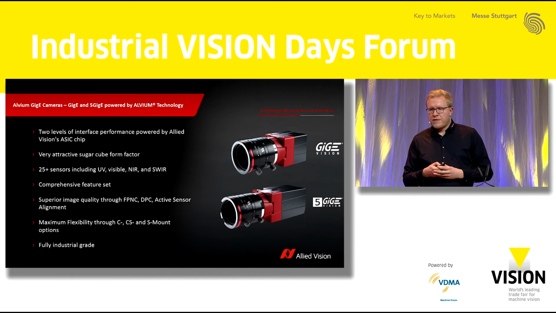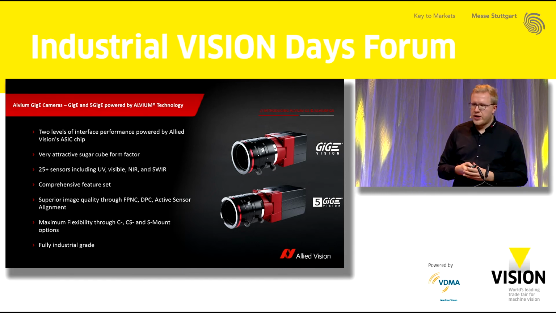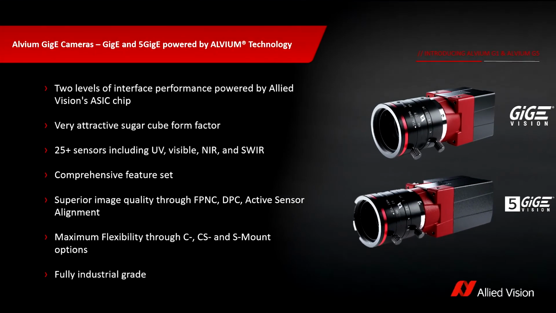We have 25 and even more sensors, including UV, visible, near-infrared, and SWIR available, which also means global shutter, rolling shutter. It's all in these platforms. We have a comprehensive feature set. We offer superior image quality through fixed pattern noise correction, defect pixel correction, and an active sensor alignment during our automated production process. And we also offer a lot of flexibility because we have C, CS, and S-mount options available.